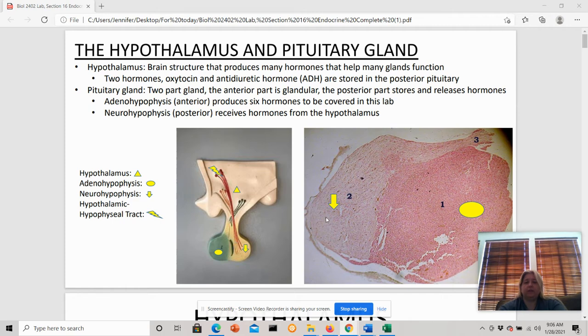Now, if we look at a histology, like a slide, this is actually flipped, okay? So over here we have the anterior portion on this side and the posterior portion on this side. Over here, this is actually the posterior portion, and this is the anterior portion, of the adenohypophysis and the neurohypophysis. The adenohypophysis is going to be this darker portion here.